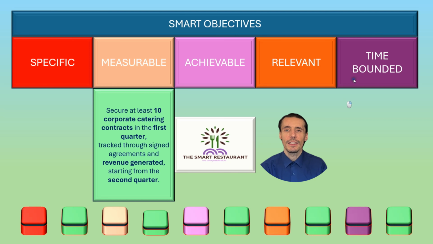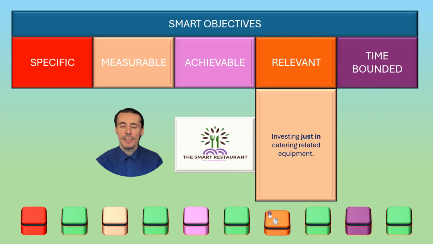Finally, let's head into the relevant section and let's start with a bad example. Investing just in catering related equipment. By making such an investment, we will be able to fulfill just this objective and not other objectives within the company, making it less relevant.